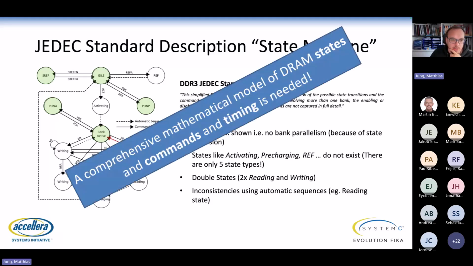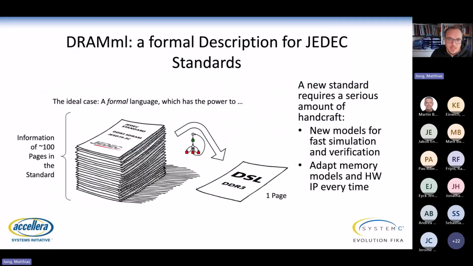So then I thought, okay, we need a comprehensive and mathematical model of DRAM states, commands, and timing. And then I remembered my lectures about system modeling, and I came up with an idea. The ideal case would be that we have a formal language which has the power to basically compress 100 pages of timing diagrams into one single page in a domain-specific language.